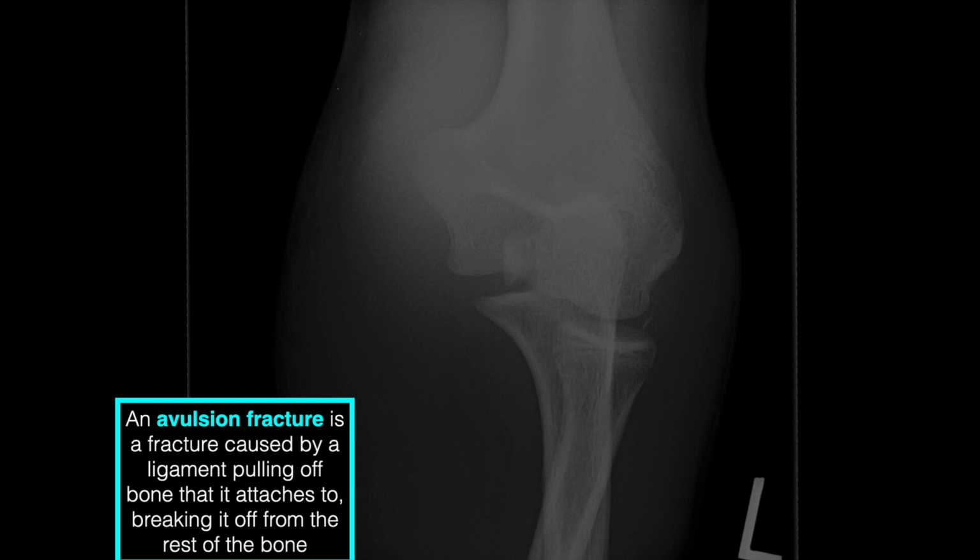So what is an avulsion fracture? It's a fracture caused by a ligament pulling off the piece of bone that the ligament attaches to, and this breaks it off from the rest of the bone.